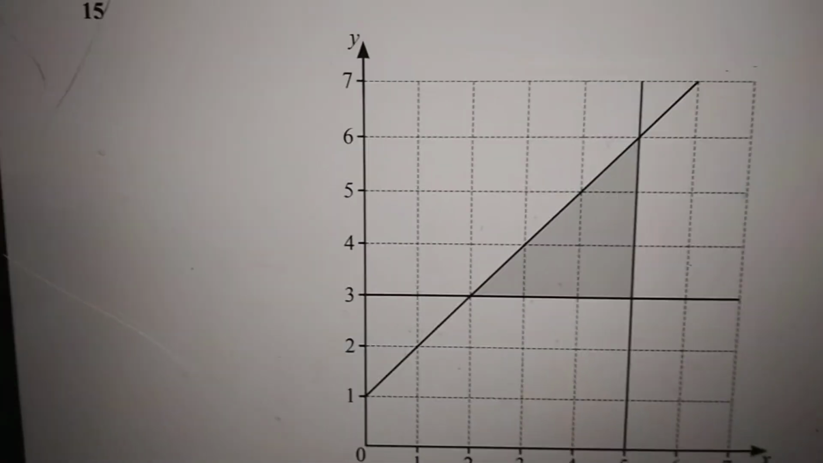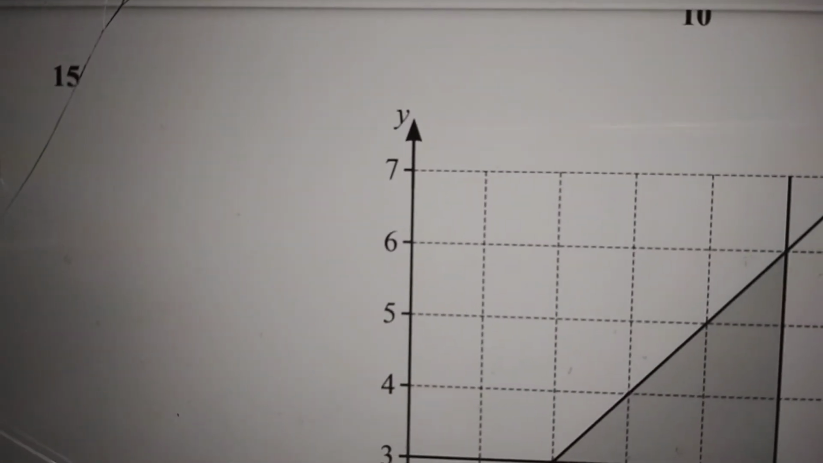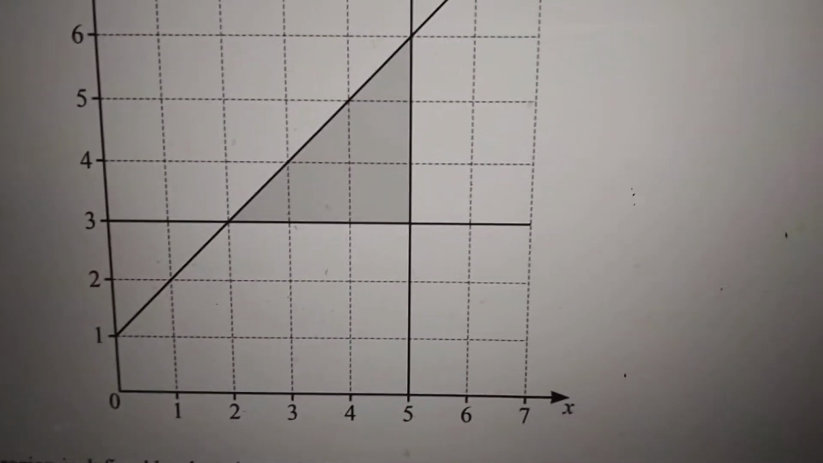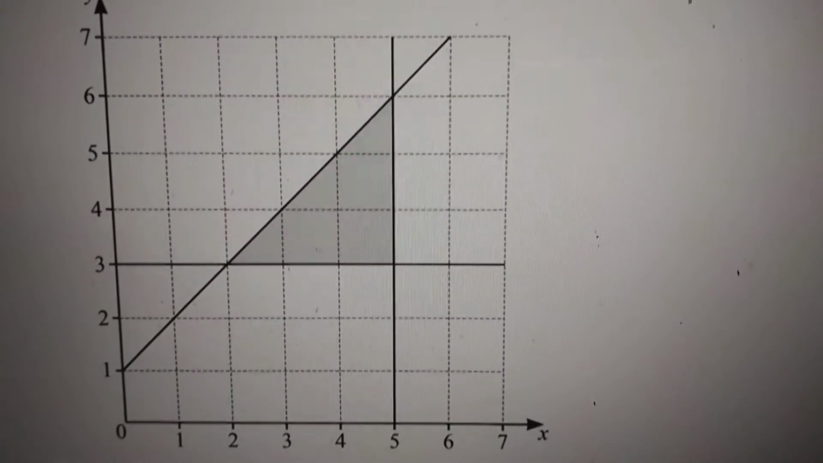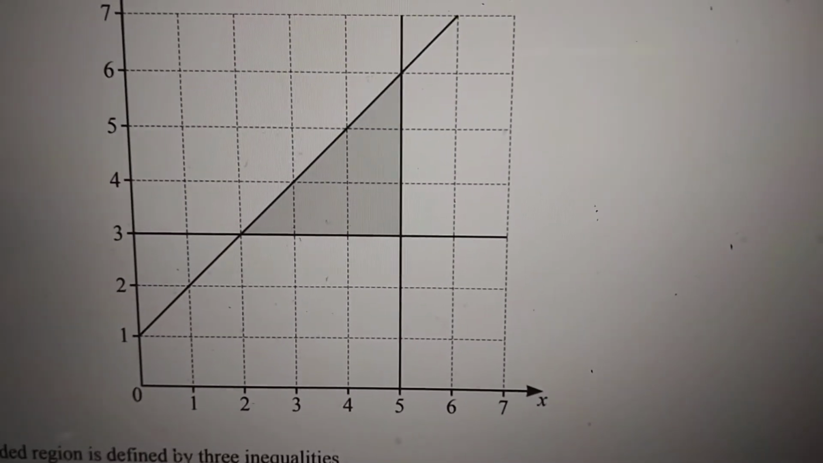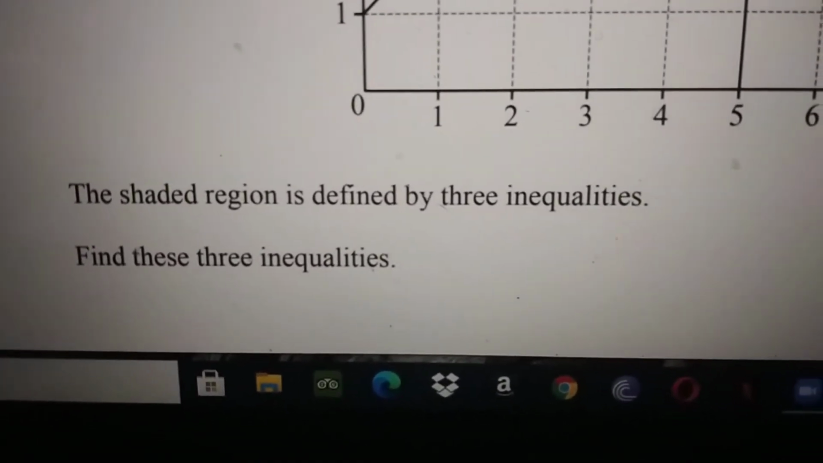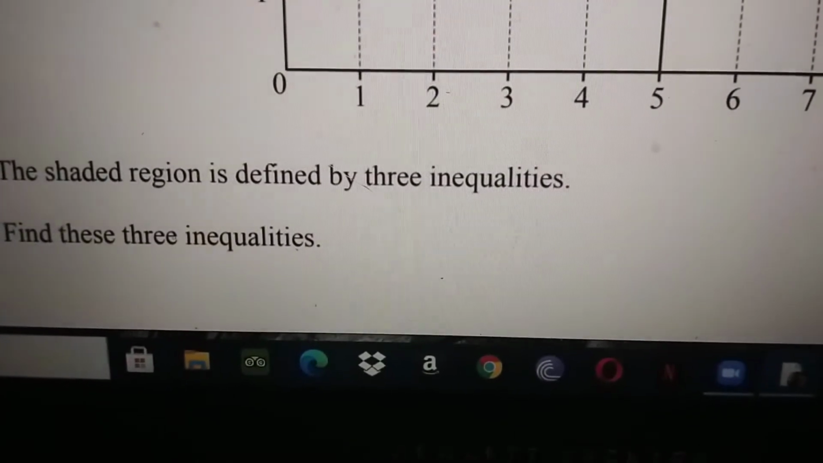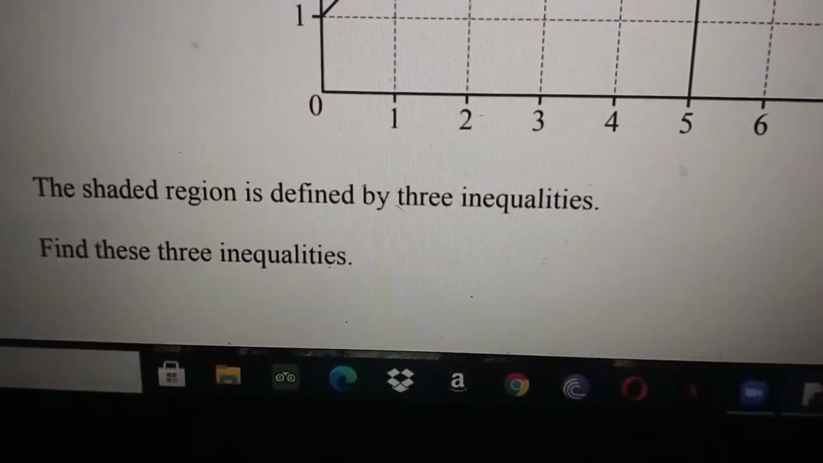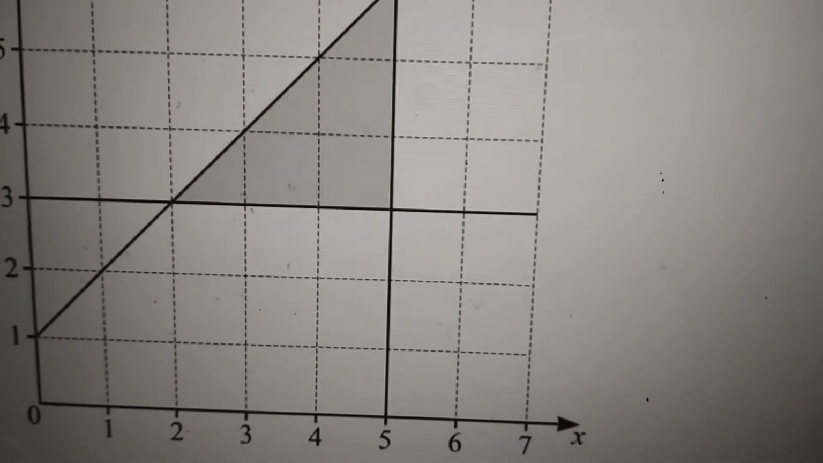Now question number 15, as you can see, is basically on the graphs of inequalities. There are three lines given over here, and within them there is the shaded region. The question is, the shaded region is defined by three inequalities. Find these three inequalities. So it means that the shaded region over here is the satisfied region for the three lines which they have given, and we have to form the inequalities. So I'll show you the solution.